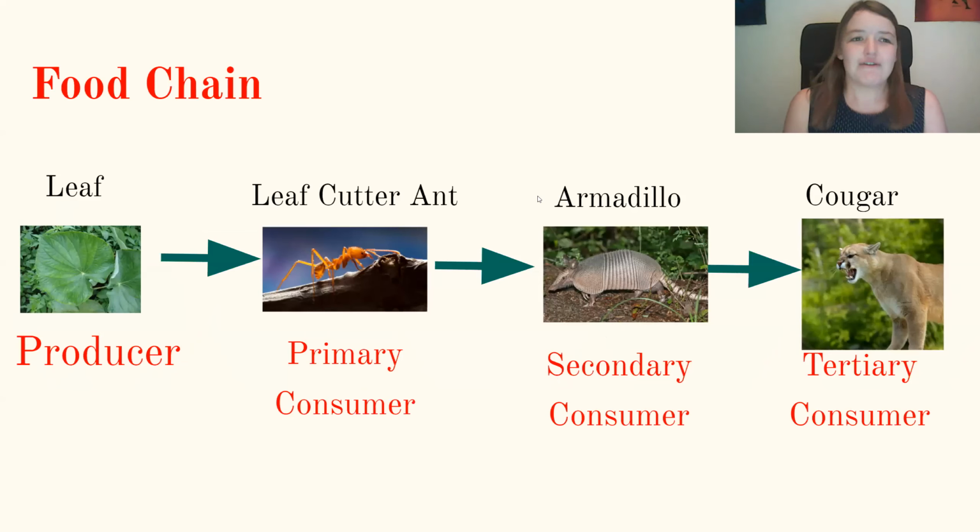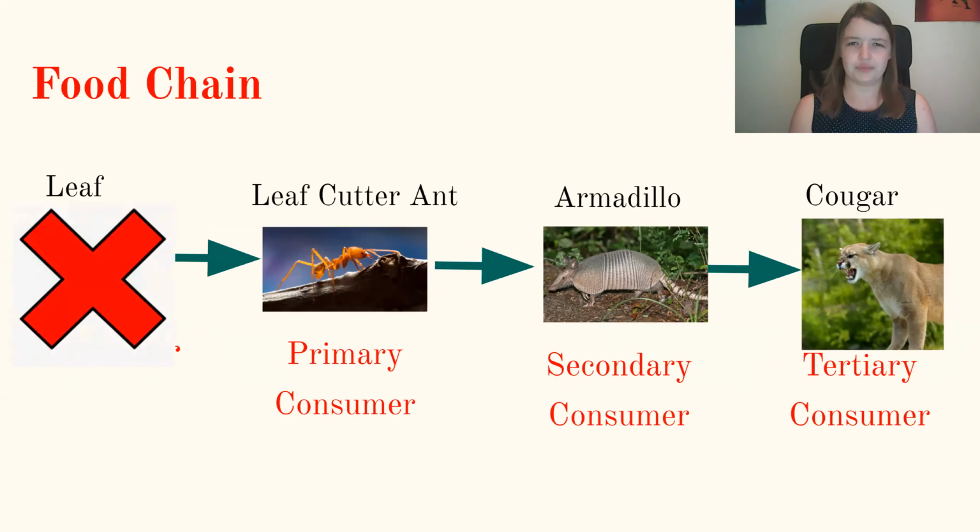So we're beginning with that food chain again, that transfer of energy from our producer to our primary consumer, to our secondary consumer, and to our tertiary third consumer. But what if something happened to our leaf, to our producer, and it wasn't there anymore? What do you think would happen? You're right. There would be no energy going to that ant. The energy transfer would be stopped.